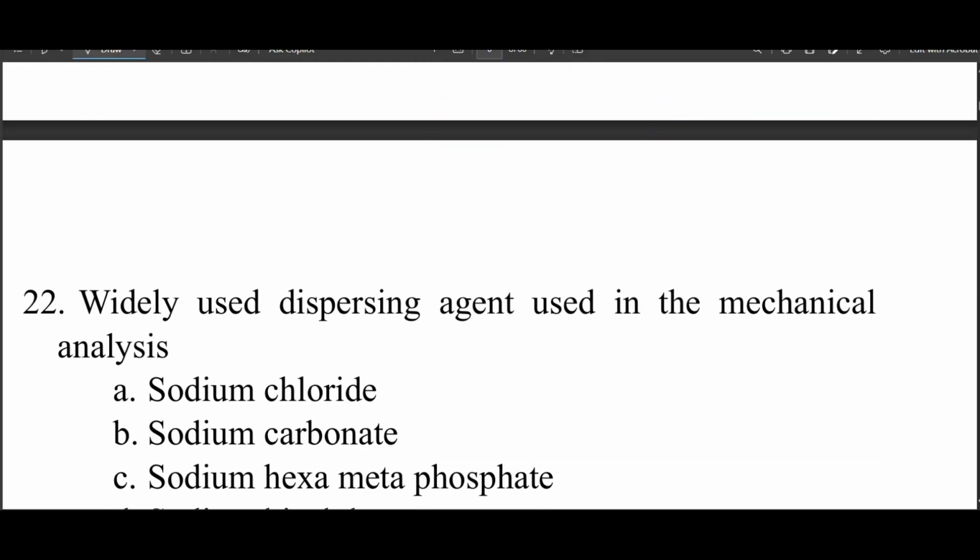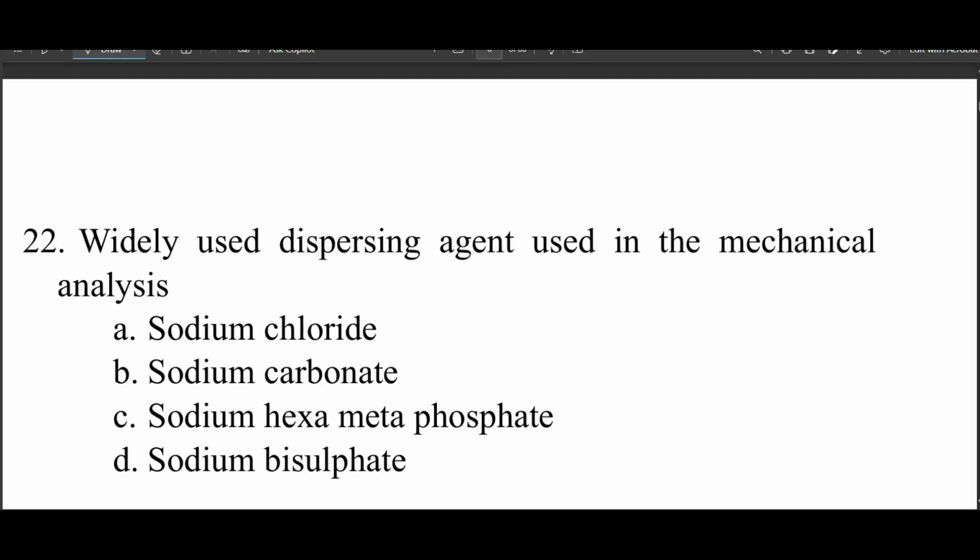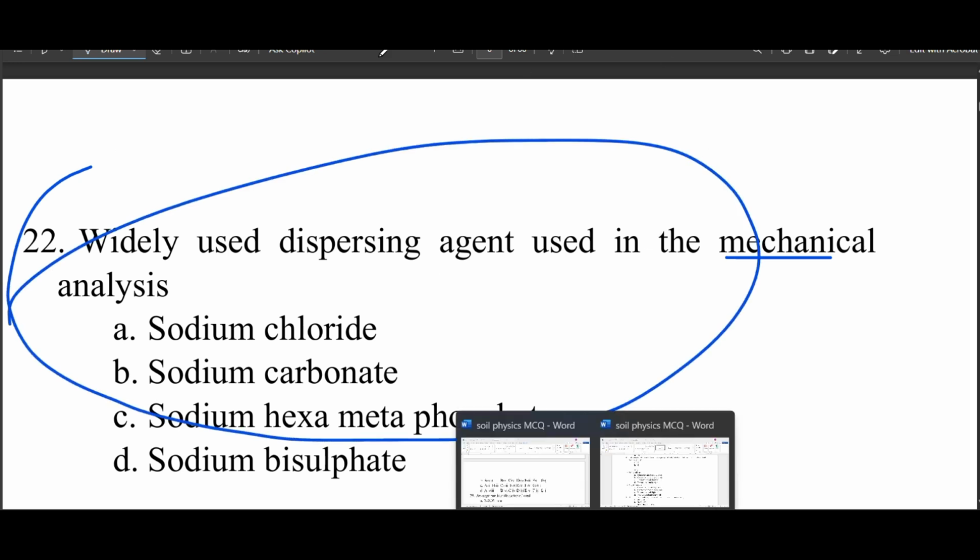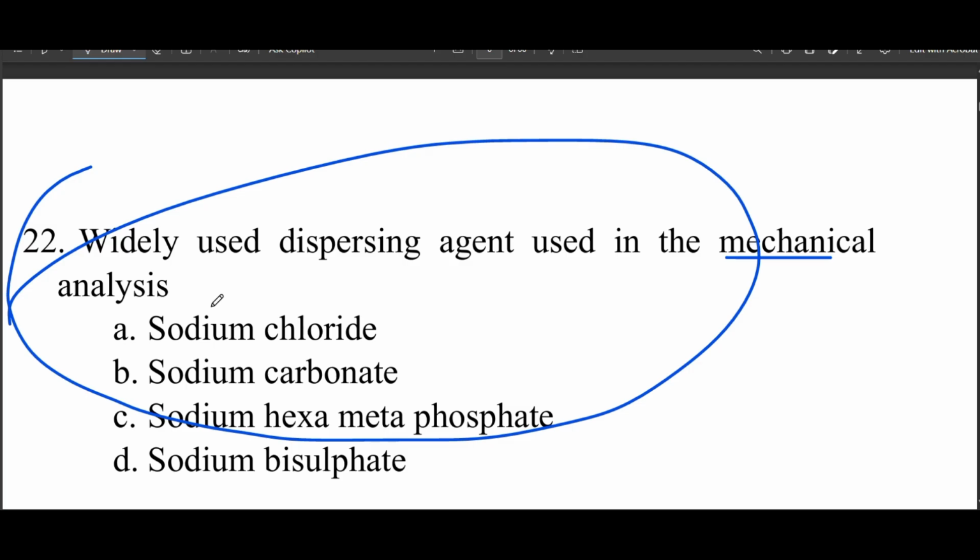Then next question. Widely used dispersing agent used in the mechanical analysis. So this is another question from mechanical analysis. Let's see the options: sodium chloride, sodium carbonate, sodium hexametaphosphate, sodium bisulfate. This is an important question, somewhat repeatedly asked. So what is the correct option? It is sodium hexametaphosphate. So this is a dispersing agent.